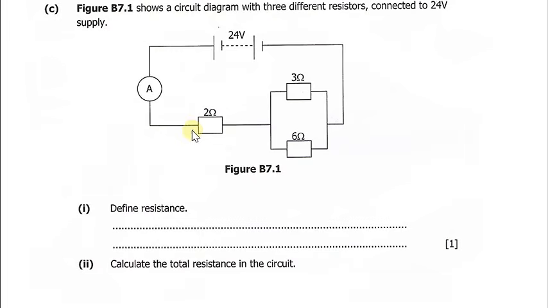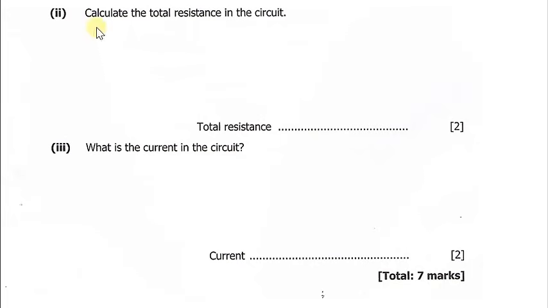Let me push it here. Figure B7.1 shows a circuit diagram with 3 different resistors connected to a 24-volt supply. So we have this resistor, this one and this one, connected to the 24-volt supply, and then we have an ammeter here. Then they're saying A, define resistance. Resistance is the opposition to the flow of electric current in a circuit.